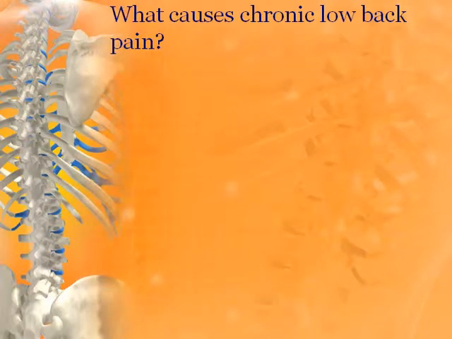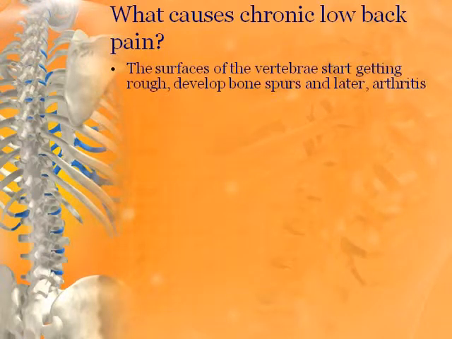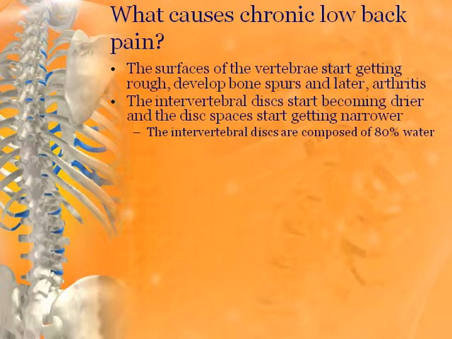So what are the various causes of chronic low back pain? One is from arthritis. When the surfaces of the vertebrae, instead of being smooth, start getting rough, develop bone spurs, which in turn will lead to arthritic pain. Then again, if the intervertebral discs, which are the sponge-like structures between these vertebrae, start becoming drier, they are made up of 80% water. So if they start becoming dry, they'll shrivel, shrink, and the disc spaces will start getting narrower, causing pain and discomfort.